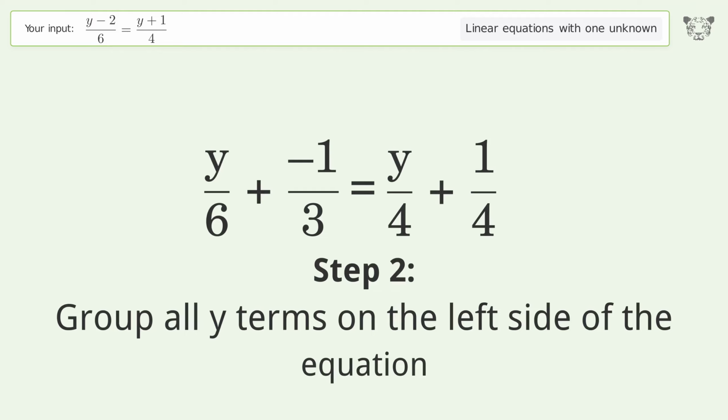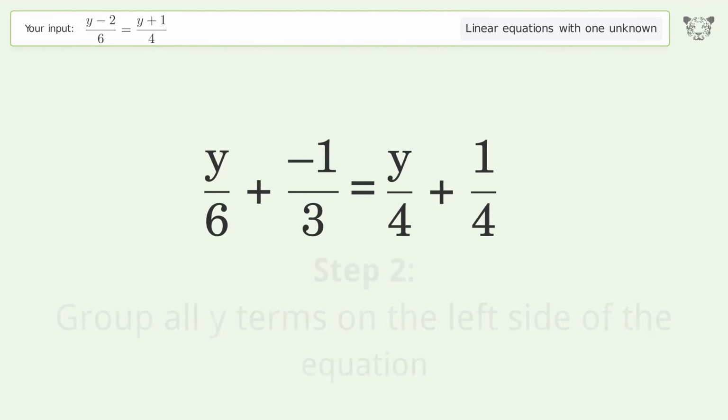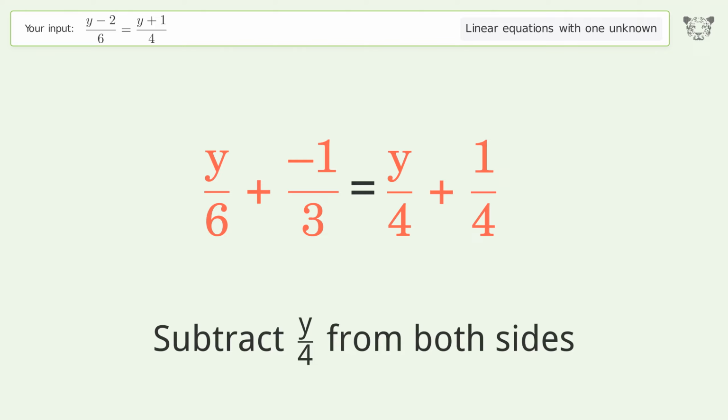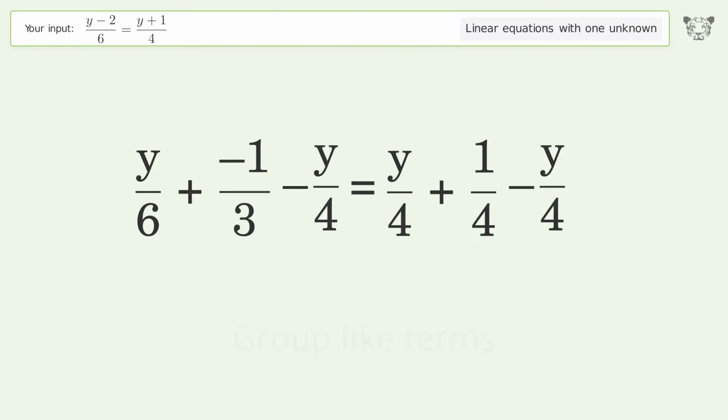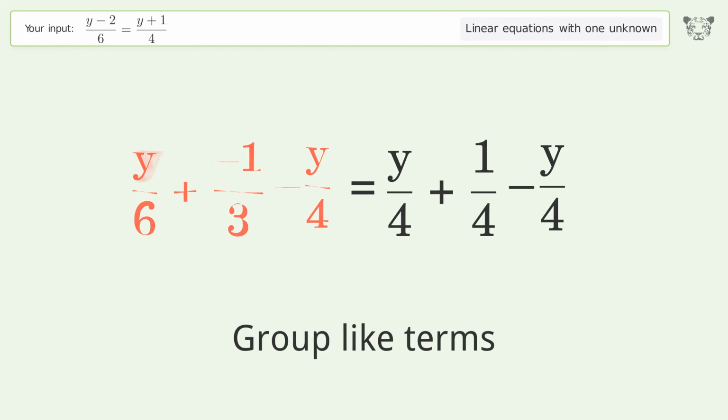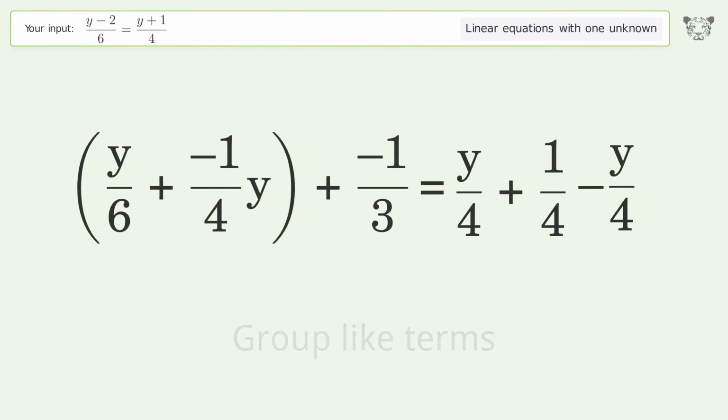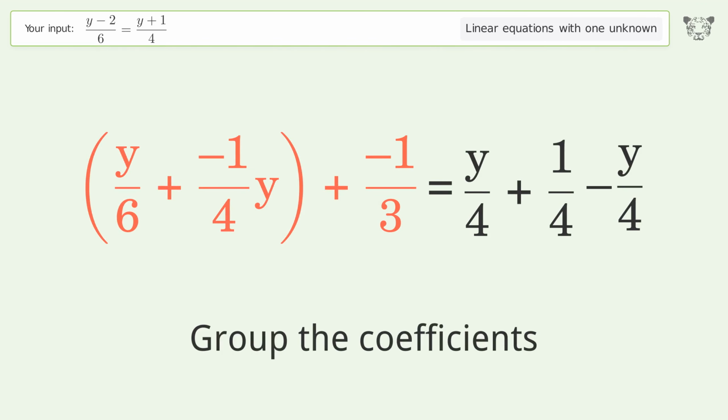Group all y terms on the left side of the equation. Subtract y/4 from both sides. Group like terms. Group the coefficients.